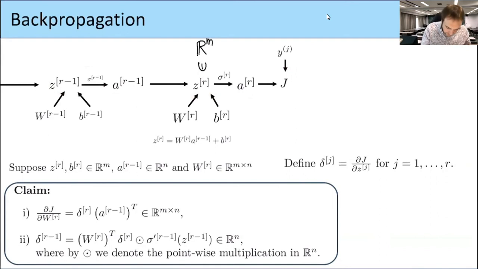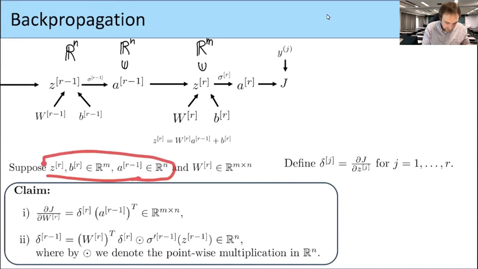So this means that BR is also in Rm. And let's say that these A's in the step before are in Rn. So this means that this here is also in Rn. So what is the size? This is what I'm writing here.